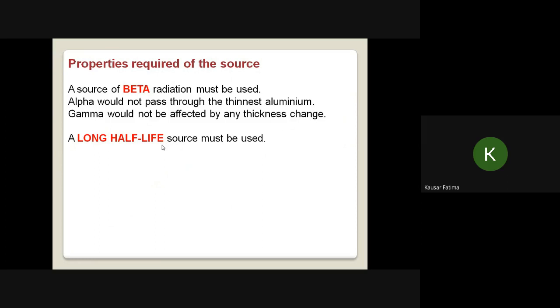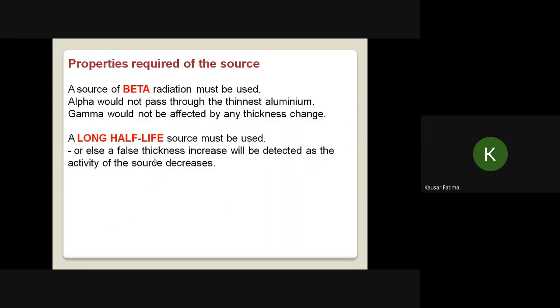If the source has a shorter half life, then it will finish and it will not be able to do its job anymore. So the half life should be long, otherwise a false thickness increase will be detected as the activity of the source decreases. Because if the half life is short, then the activity will decrease. What is activity? Activity means radiations emitted per unit time. So if the half life is long, the amount of radiations emitted by the source will almost remain the same for a longer time.